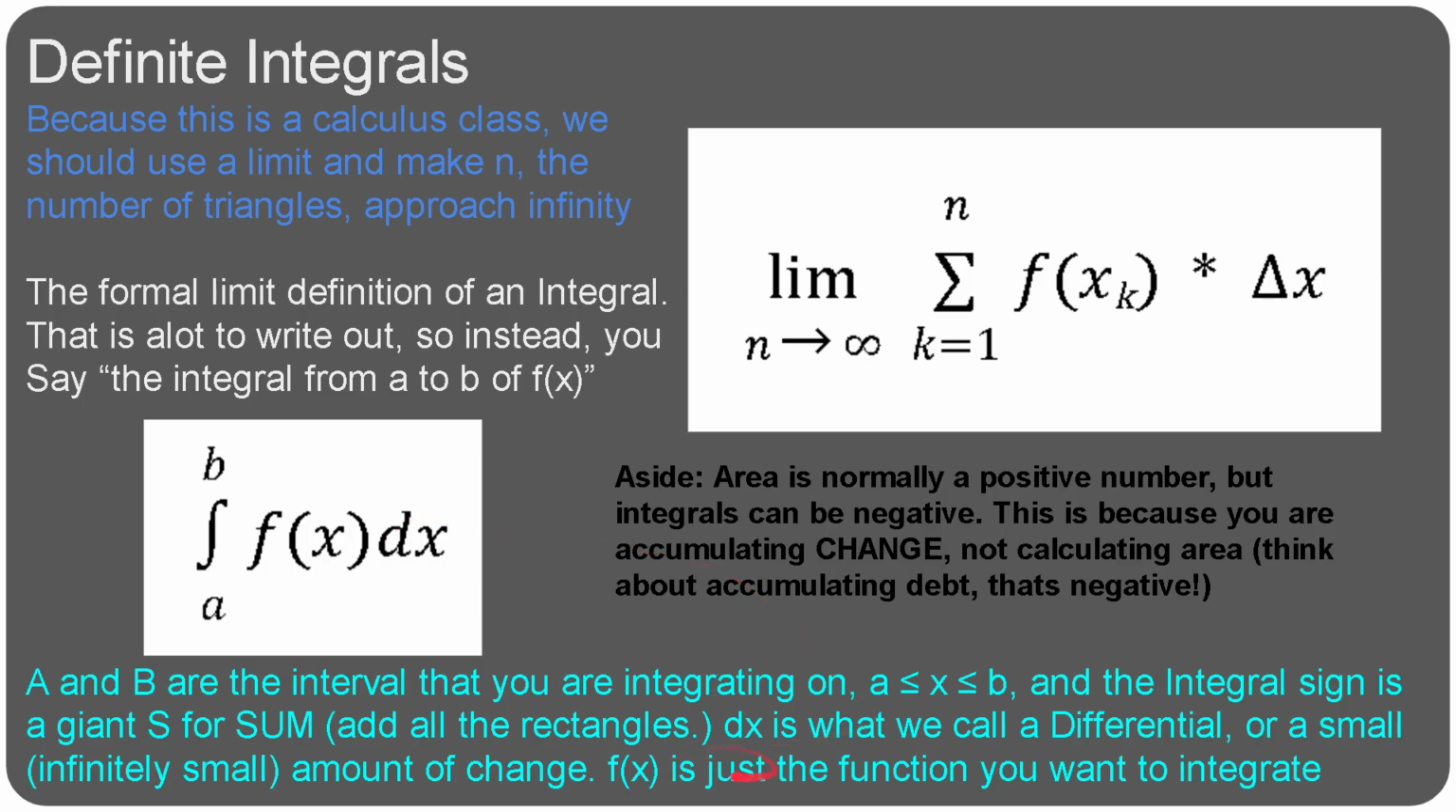As you can see right here, dx is what we call a differential. It's an infinitely small amount of change. So you're taking the function and you're multiplying it by an infinitely small amount of change across the interval a to b.